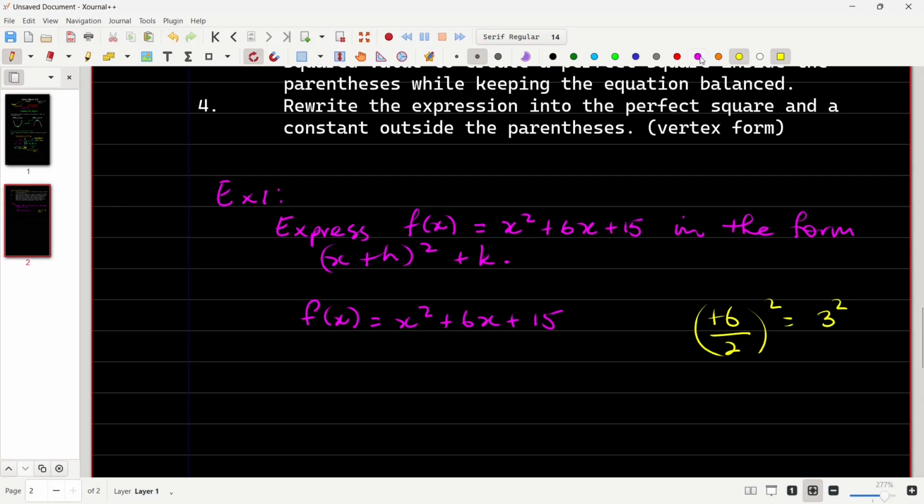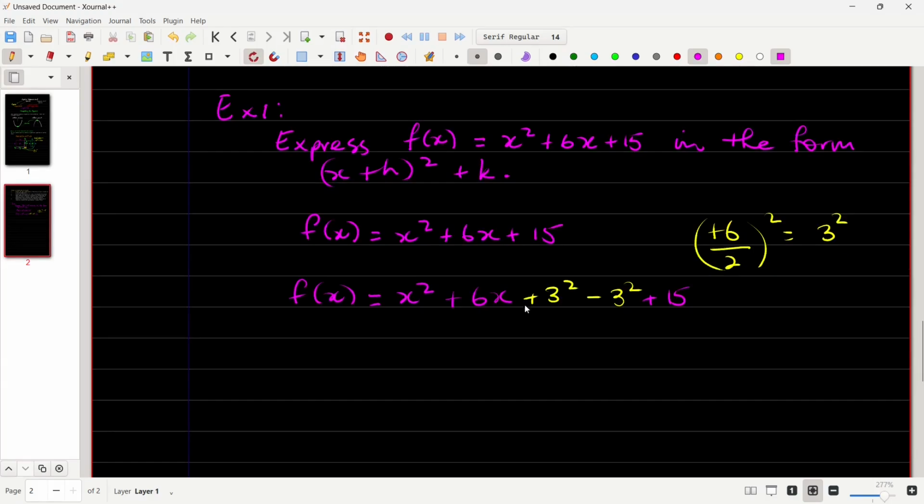Okay. So you would write something like this: f of x is equal to x squared plus 6x. And then we're going to add 3 squared here, and we're going to minus 3 squared here. And then we're going to put back the plus 15. All right. Now we're doing this here because this is 0. If we add and subtract the same value, it's 0. All right. So we're not essentially changing the equation.